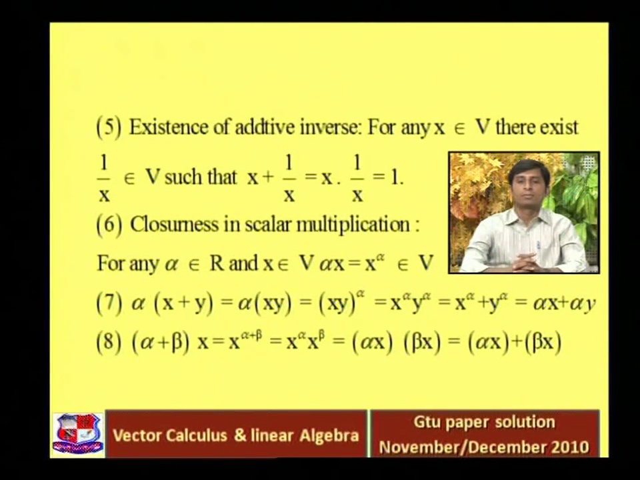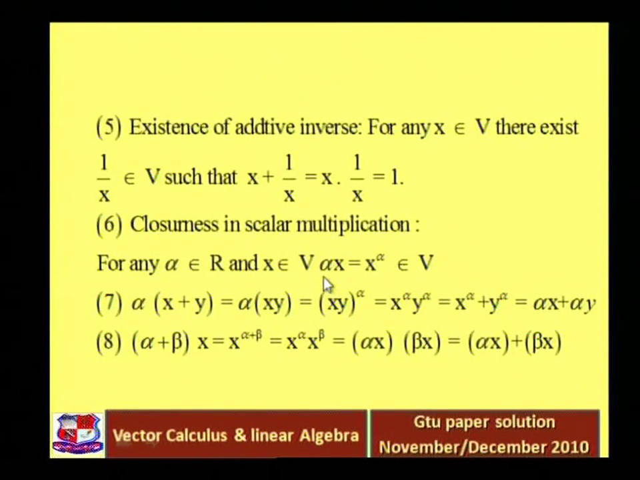Okay, so x is positive and alpha is any real number, so x raised to alpha is always a positive number, right, for any alpha belongs to R. So that's why this belongs to V, because V is equal to R plus, that contains only positive real numbers.